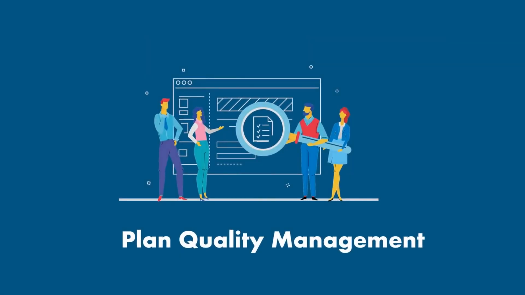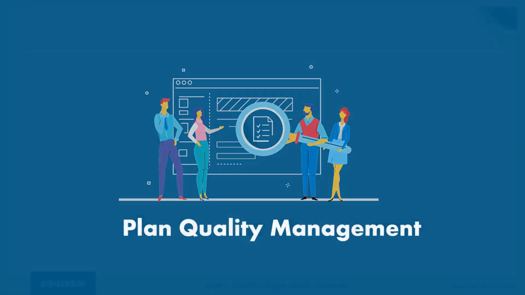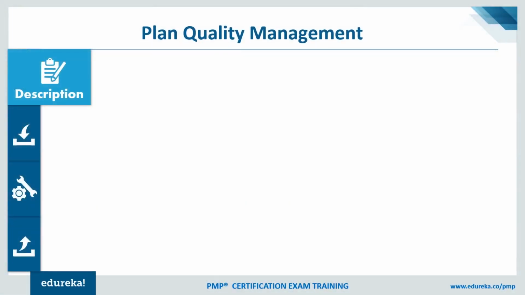Let's start with the first one, which is plan quality management. Now, as with any other knowledge area, whenever we cover one, we always talk about what the inputs to that process are, what tools and techniques we use, and what output we expect out of that. Similarly, we will also be talking about the inputs. But before we get onto the inputs, let's talk a bit about what the plan is.